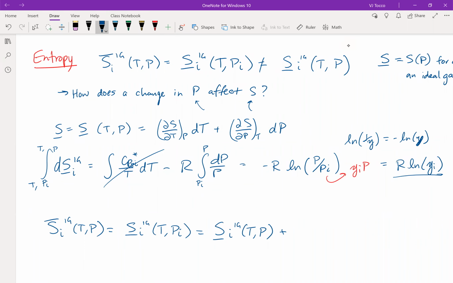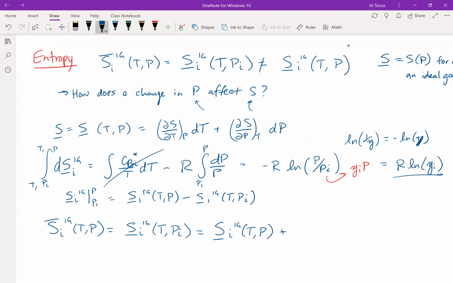And I missed a minus because I forgot to integrate this left-hand side. This left-hand side is sneaky. It's S_i^ig evaluated from P to P_i. So this is equal to the molar entropy of component i for an ideal gas at T and P minus S_i for an ideal gas at T and P_i.